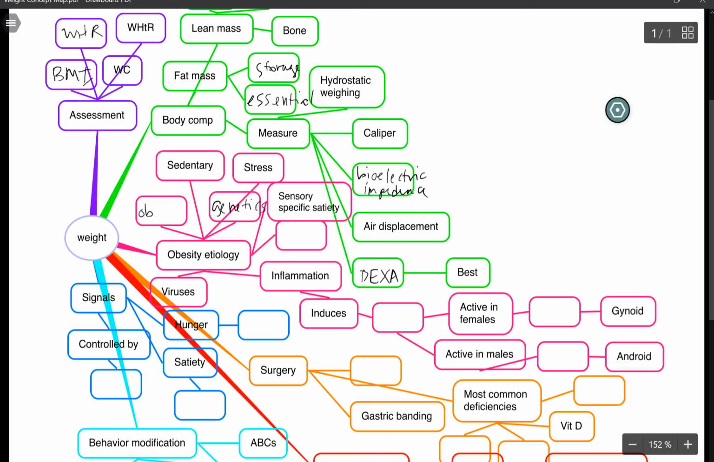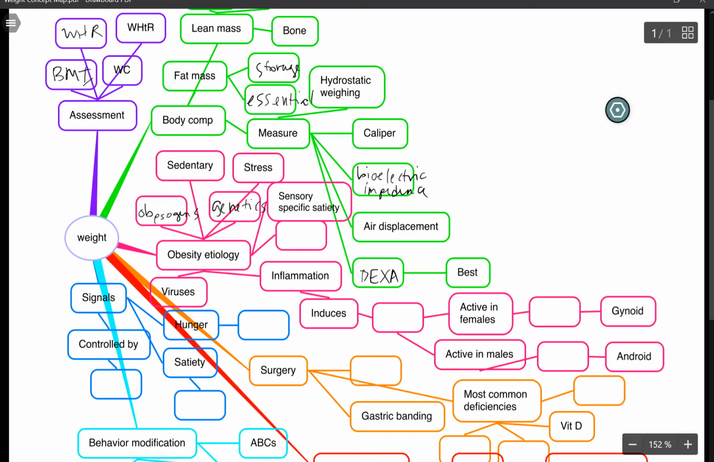Any obesogens we might be exposed to in the diet or environment. There's sensory-specific satiety, so that's eating the same thing over and over again makes us feel less satiated when we eat it, so we have a tendency to overconsume things. This is kind of the buffet idea.